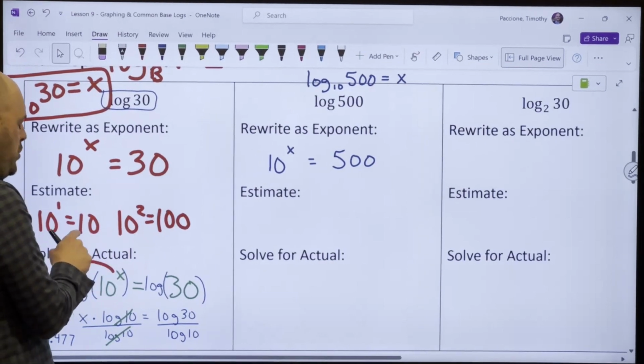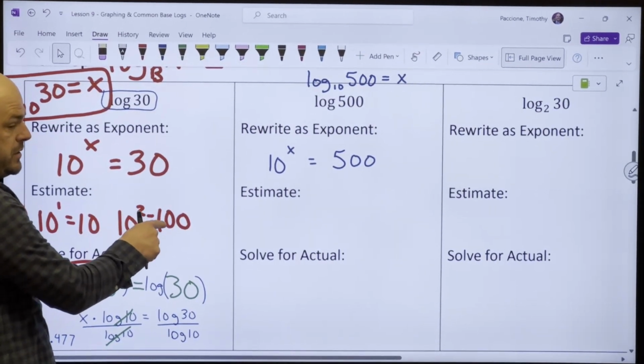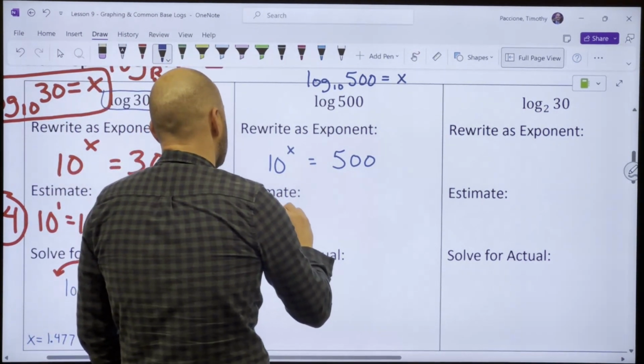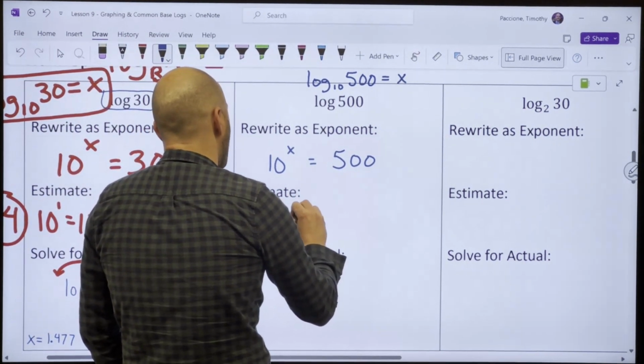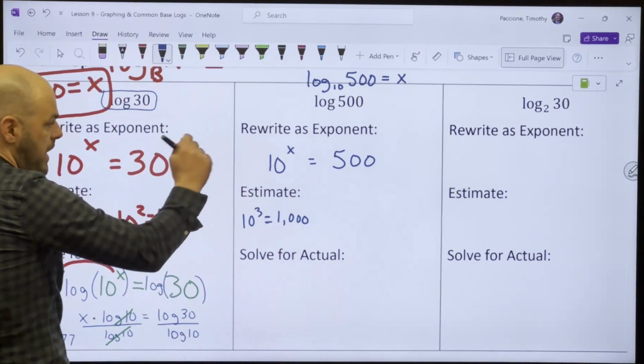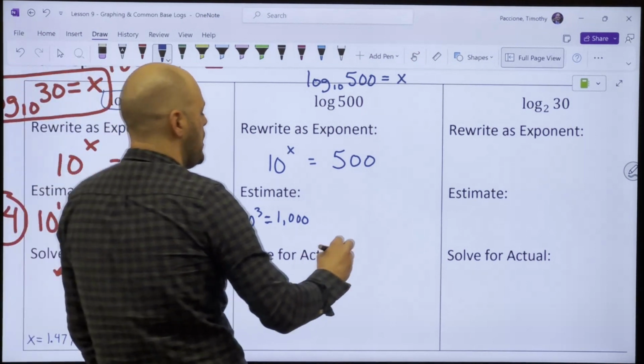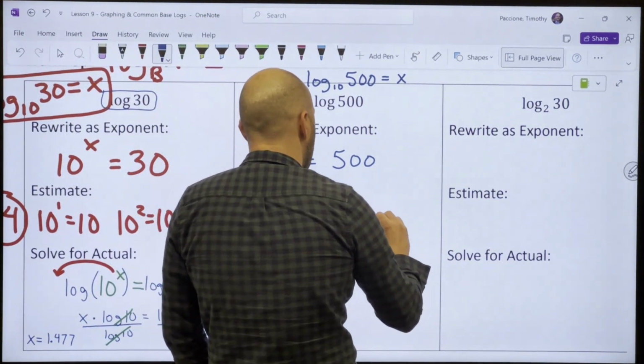We already know 10 to the 1 is 10. 10 to the 2 is 100. 10 to the third is 1,000. Okay, so we passed it. So what two numbers must our x be between? 2 and 3. So we'll say 2 point what?